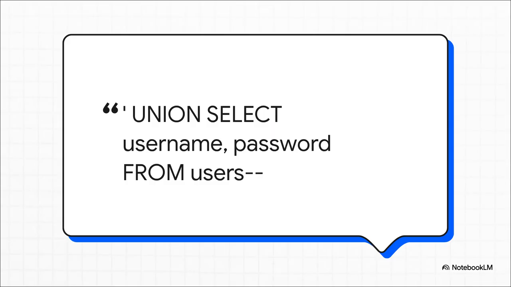And this is the little piece of code, the payload, that makes it all happen. It breaks out of the original command with a quote, then it injects its own powerful command: union select username, password from users. And to clean up, it uses our old friend, the double hyphen comment, to ignore anything that comes after. Simple, elegant, and just unbelievably dangerous.